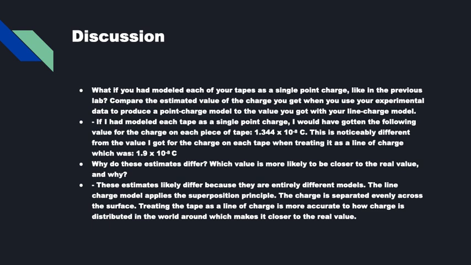And then for the second question, why do these estimates differ? And then which value is more likely to be closer to the real value and why? So these estimates likely differ because they're entirely different models. The line charge model applies the superposition principle, and the charge is separated evenly across the surface. And then treating the tape as a line charge is more accurate to how charge is distributed in the world around us, which makes it closer to the real value.